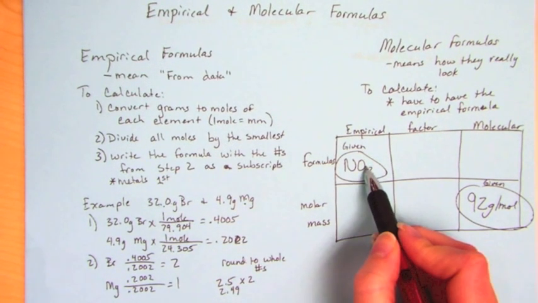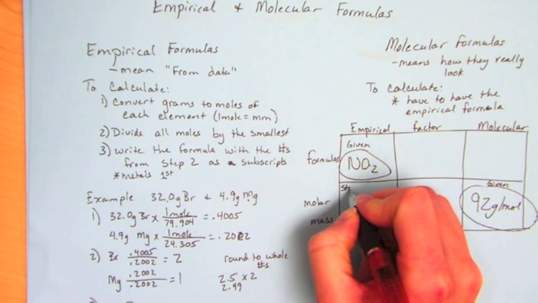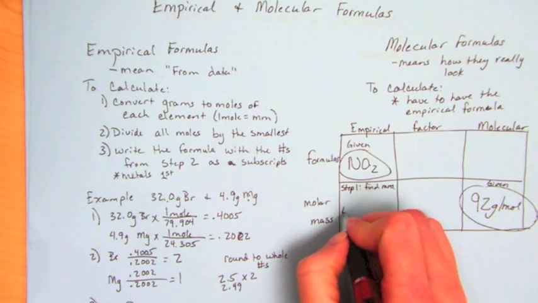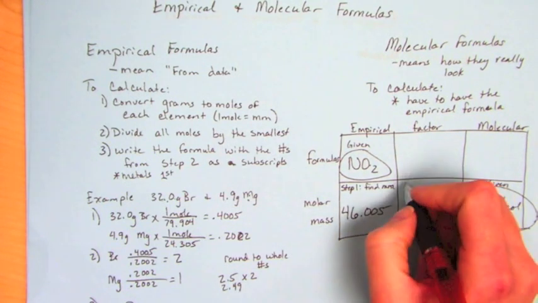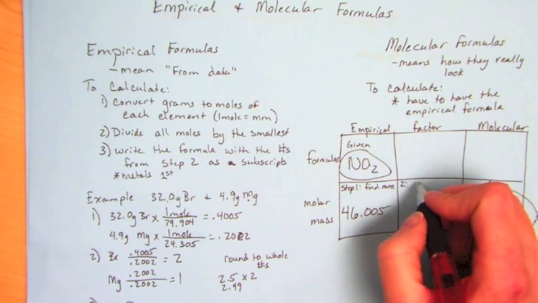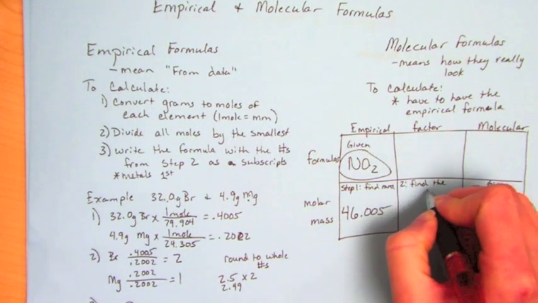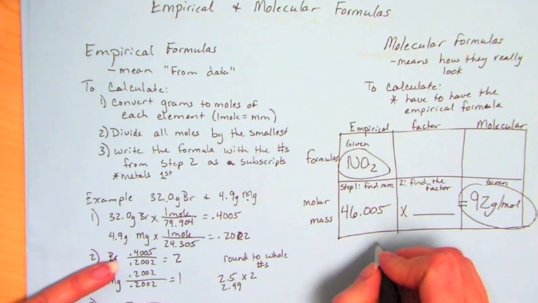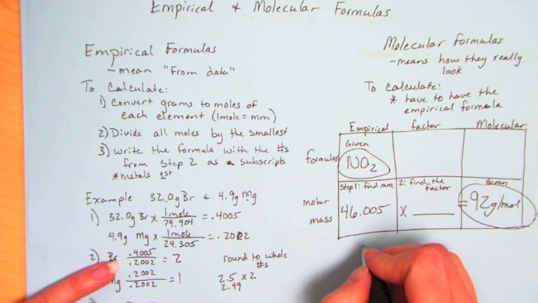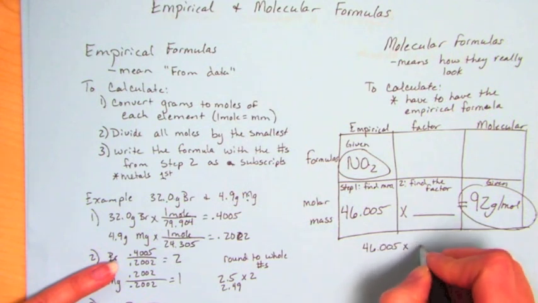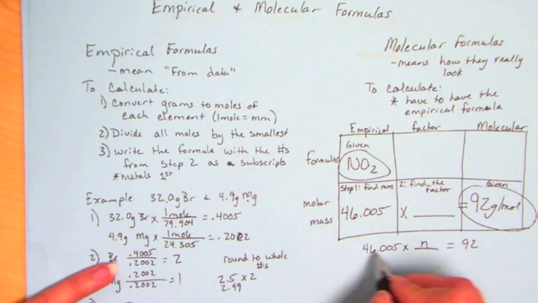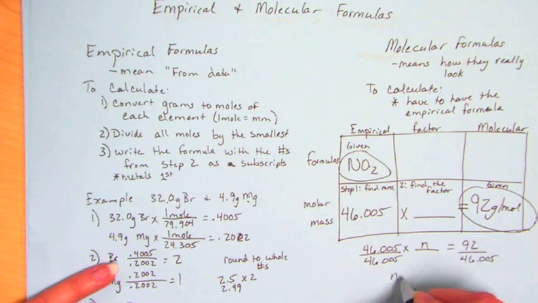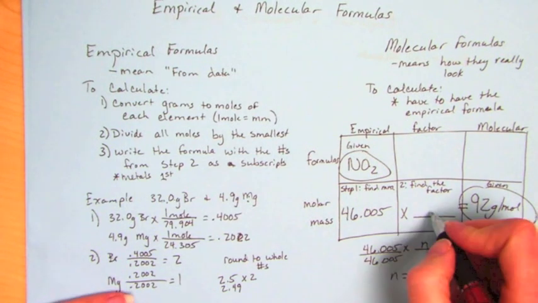Then step 1, find the molar mass of this one. So this is 46.005. Step 2, we need to find the factor. So this times something equals 92. If we're looking for this, we're just going to divide these two. So you have 46.005 times some number equals 92. You can just put an n in for number. To get this by itself, we're going to divide both sides by 46.005. You have n equals roughly 2, and we want this to be a whole number. So again, a whole number. So 2.